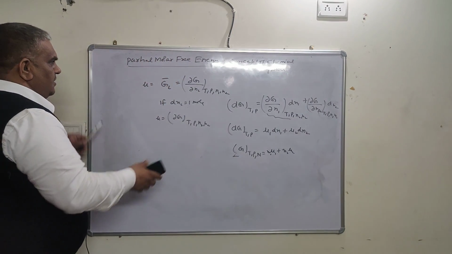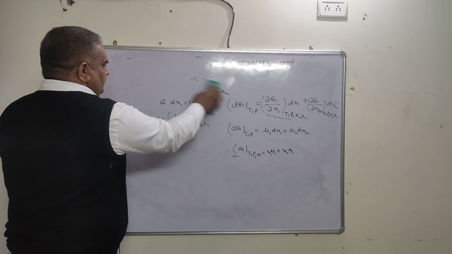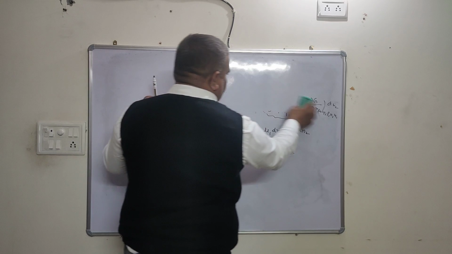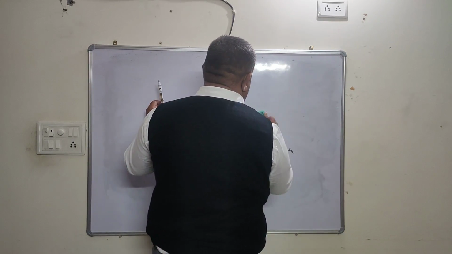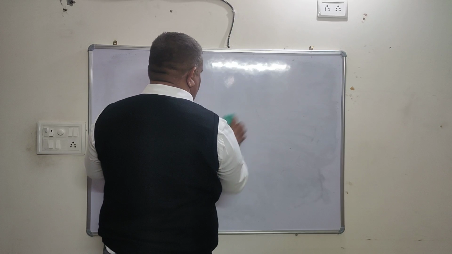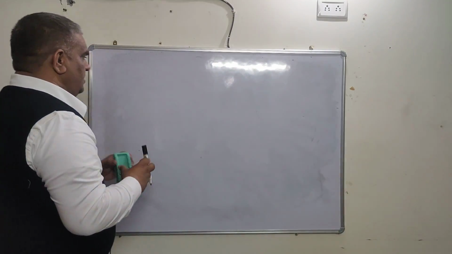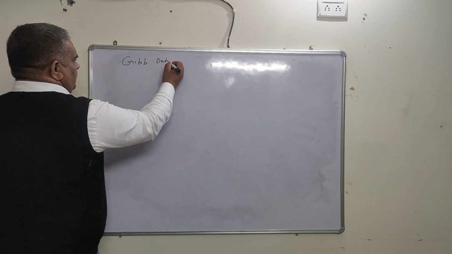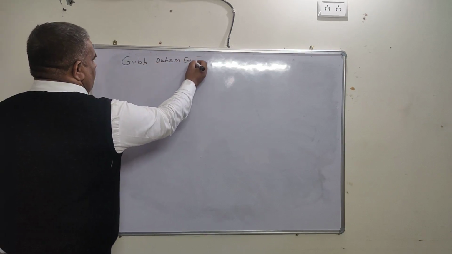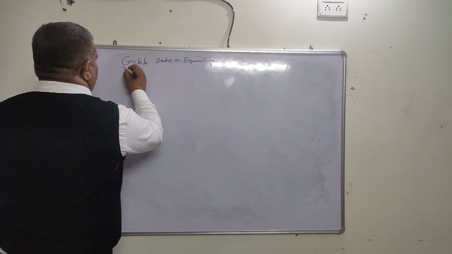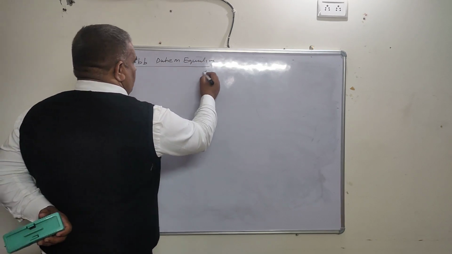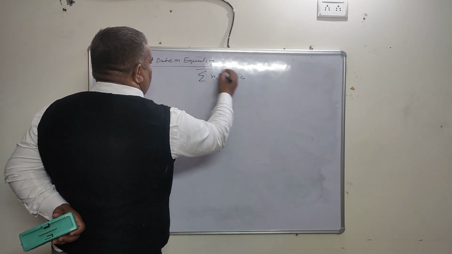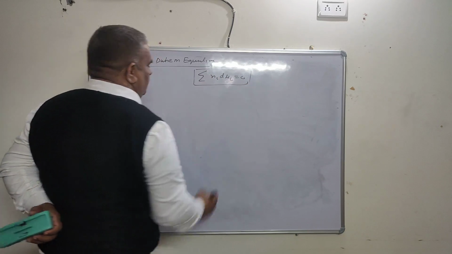Next is the Gibbs-Duhem equation. This is the Gibbs-Duhem equation: summation Ni d mu i equals 0.